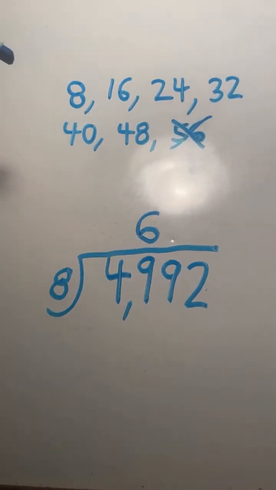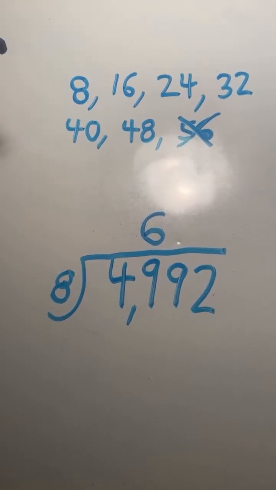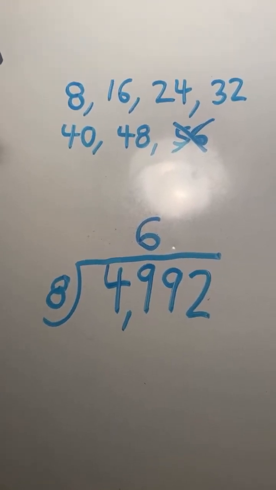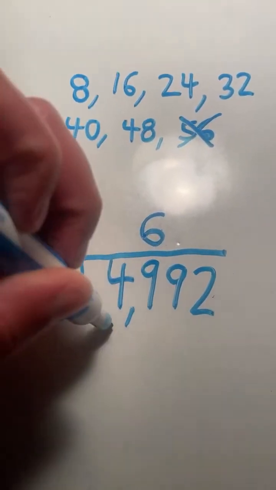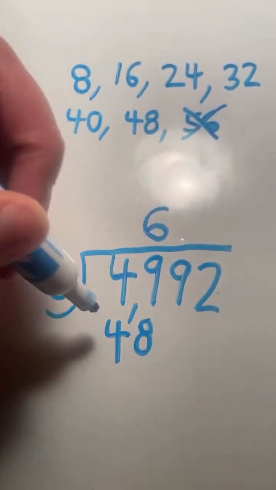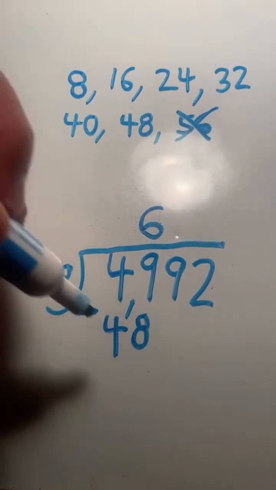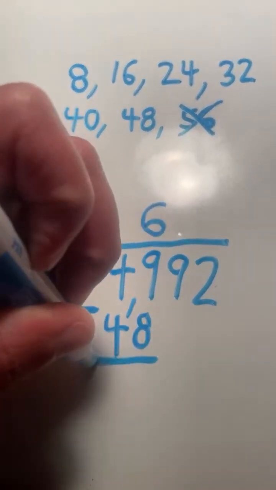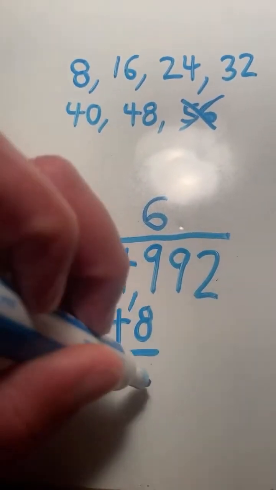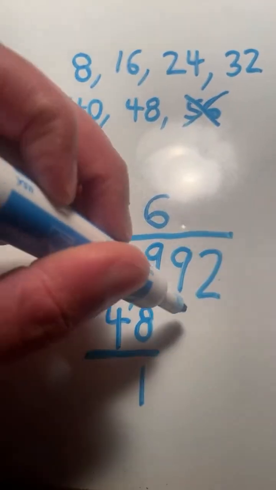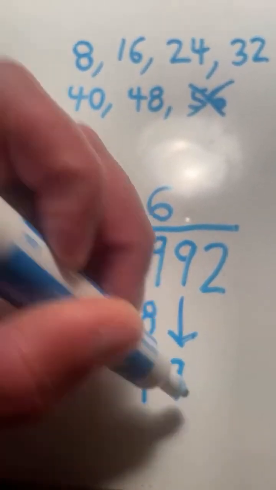Now to find our remainder, I have to subtract the closest number that we got to 49 without going over. So 48 was as close as we could get to 49 without passing it. So 48 is what I have to subtract. 49 minus 48 equals 1. Next we bring down the 9.